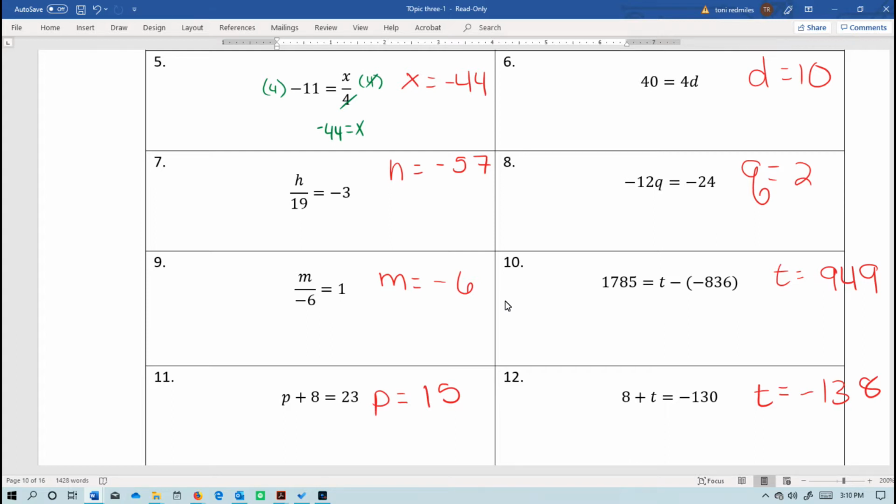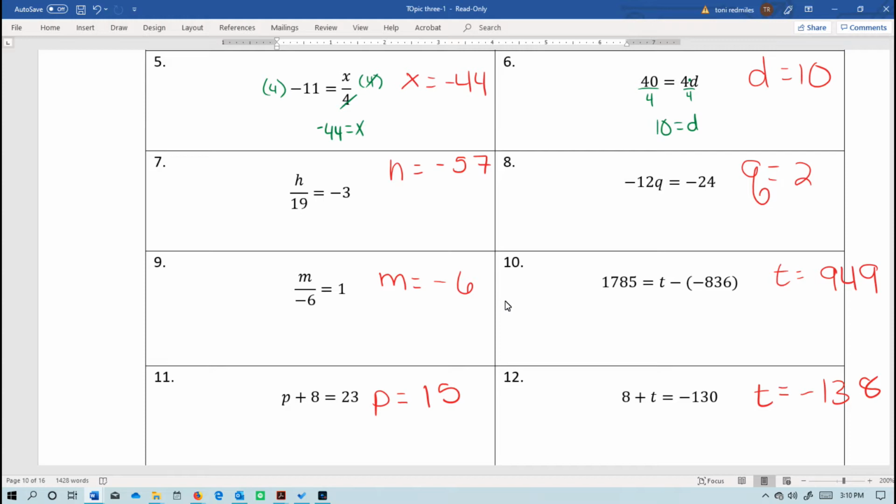All right, the 4 is multiplying to the d, so to undo it, I have to divide it. What I do to one side, better do to the other side. They're both positive, so my answer will be positive. And 4 goes into 40 10 times.